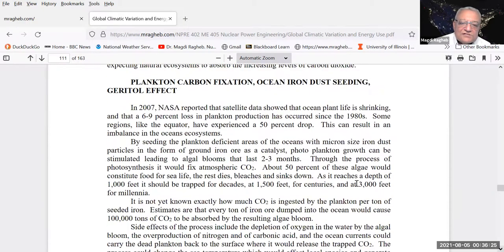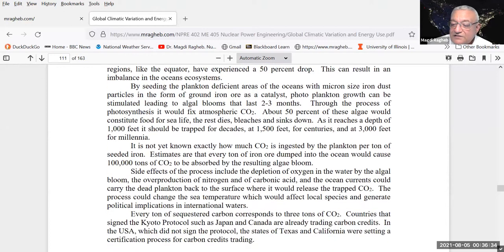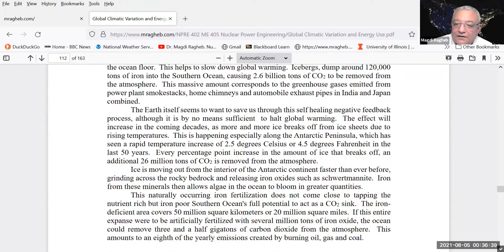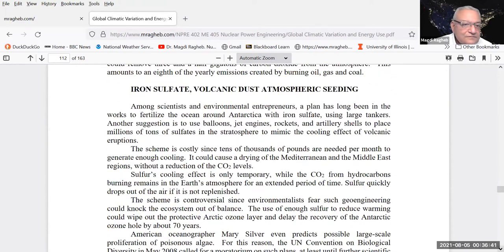Some people even suggested that we seed the oceans with iron dust. In that case, you help the plankton with carbon fixation. That has been tried to a certain degree, but it is not really very established, still in the research stage. You can, of course, use iron sulfate, to imitate what happened with volcanic dust. If you seed iron sulfate in the atmosphere, you decrease the temperature of the Earth.